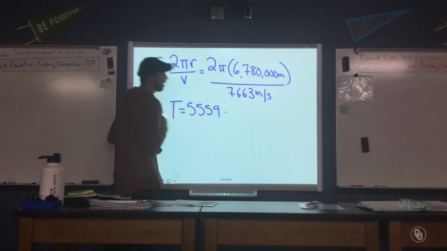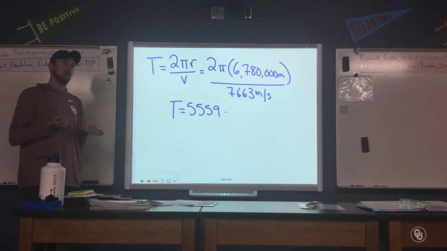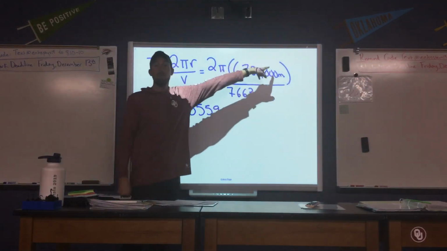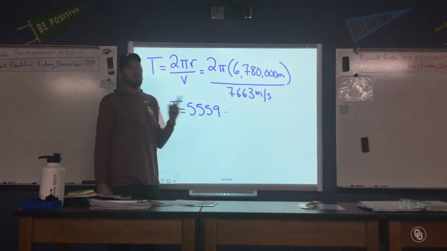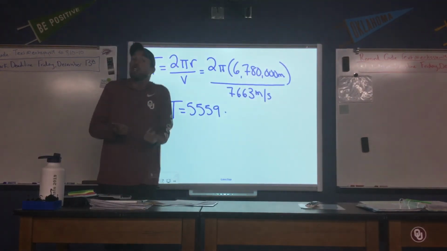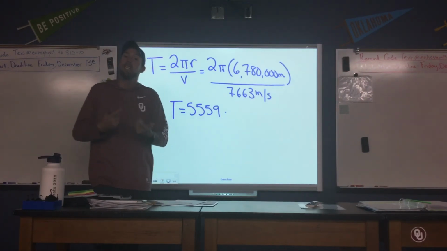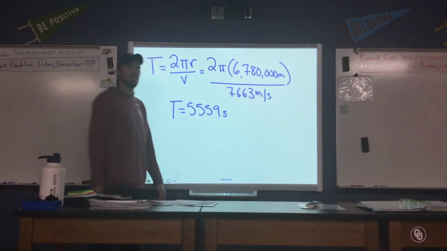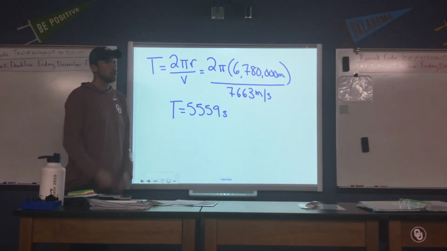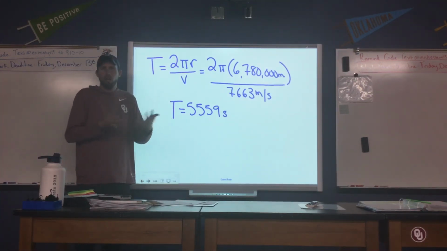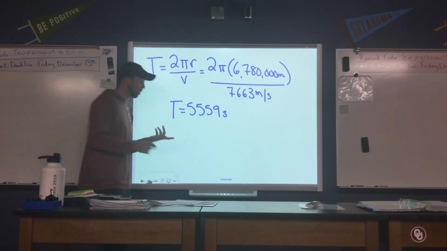5,559, but that's a time value, so we have to be careful with the unit. Look at your equation. The numerator we have meters, the denominator we have meters per second, which tells us the standard unit that we should be getting out of this equation for time is in seconds. So this would be 5,559 seconds. Now, it's a really big number for a time value in seconds, so that's kind of hard for us to understand or make reference to. But what we can do is this.